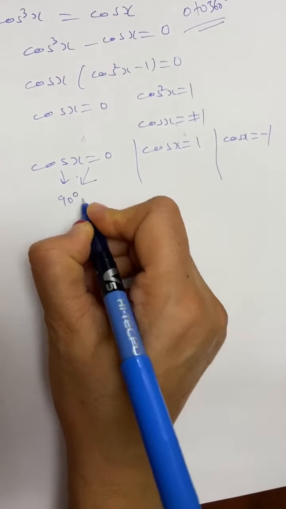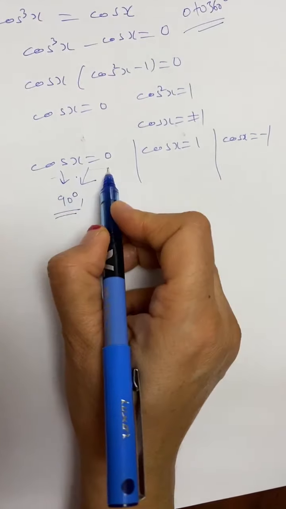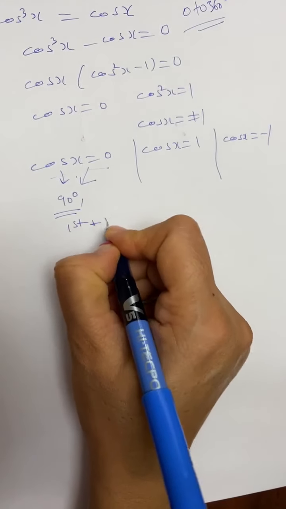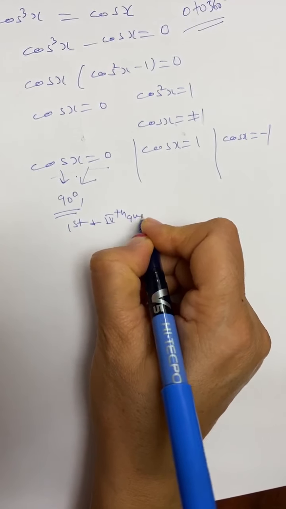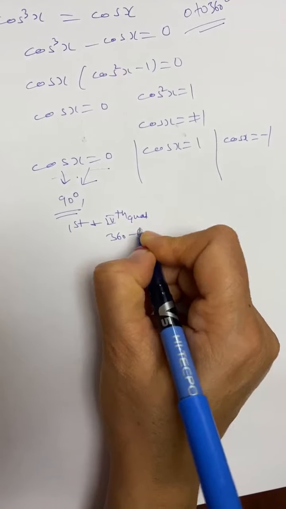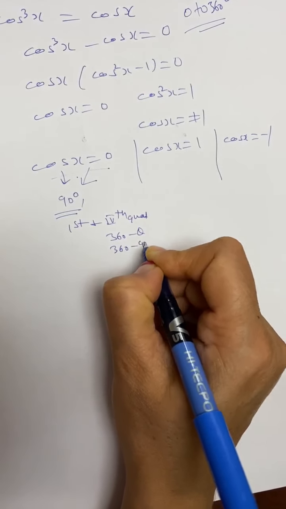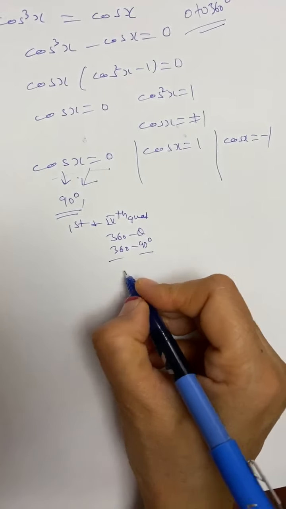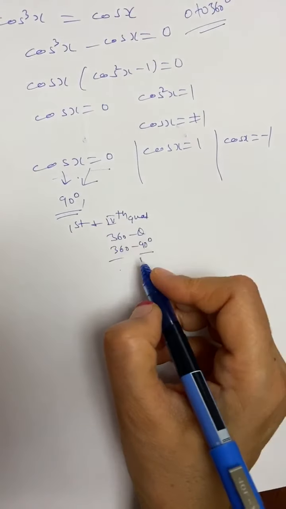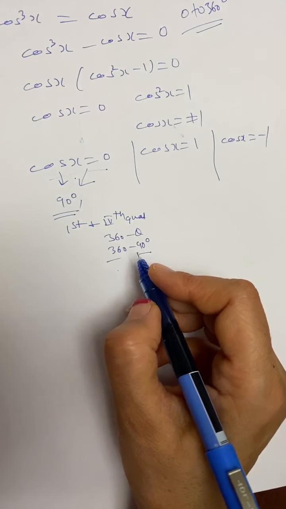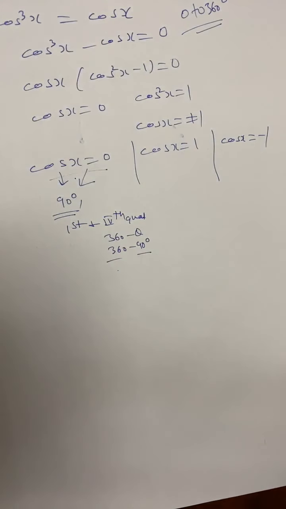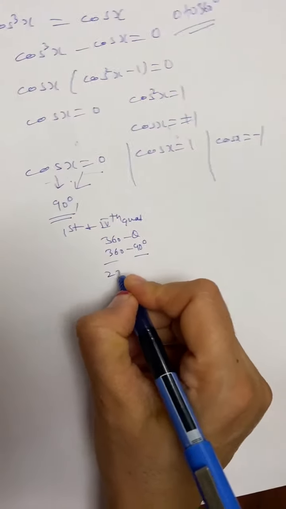So 90 degree. And then you know cos is positive in the first and fourth quadrant, which means the fourth quadrant is 360 minus theta. So 360 minus 90, and then you get this as 360 minus 90, so 360 minus 90 is equal to 270 degree.